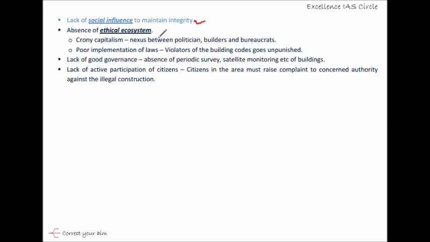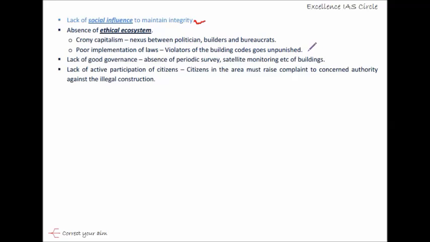But others will fit. For example, absence of ethical ecosystem. There might be crony capitalism. You can say that there might be a nexus between politicians, builders, and bureaucrats, and that's why this thing is happening. They're asking you for reasons. This is one probable reason.